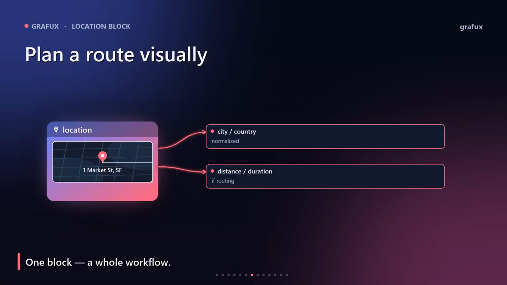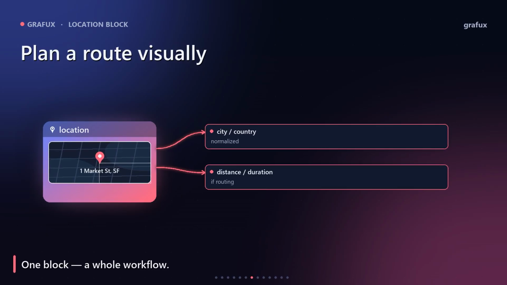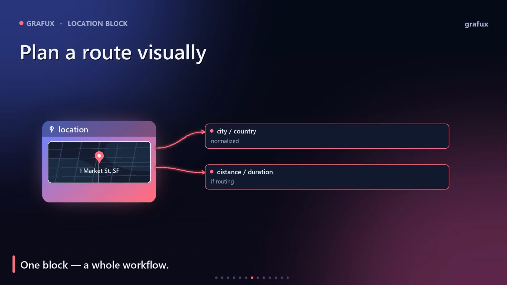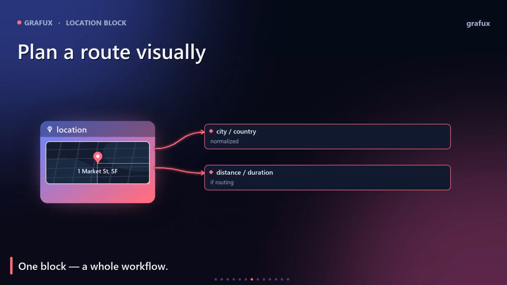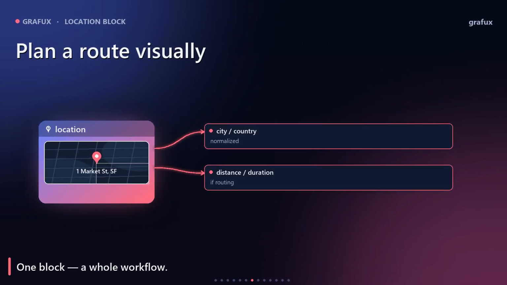Alright, let's make this real. Type a start and a destination, choose driving, and the location block maps the route, then hands you the distance and duration as data, ready for the next block. That, right there, is the location block, one single node, doing the work of an entire workflow. And you built it just by describing what you wanted.